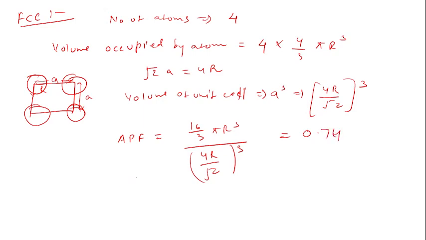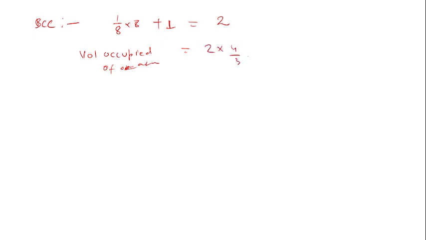Same for BCC also. What you need to know is the number of atoms present in one unit cell. So for BCC, the number of atoms in one unit cell is 8 on the corners multiplied by 1/8, plus 1 in the center, that will be 2. Then the volume occupied will be the number of atoms multiplied by 4 by 3 pi r cube.